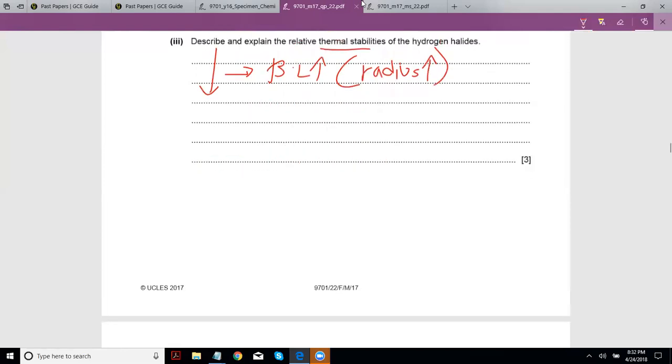So basically, if this is HF, HI would be something along this. Obviously, the longer it is, the weaker it would get. So bond length increases.